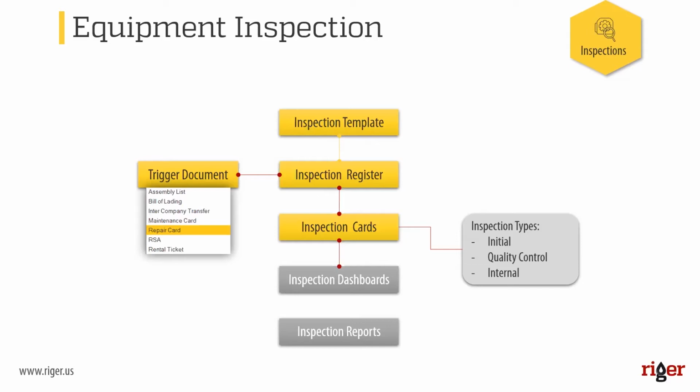Or you also may have the second level of inspections, which is the quality control. So this is the next event in the inspection process, and you may have a separate inspection template designed for this specific level. And internal inspection, when your equipment again is sitting on the yard and you just want to inspect it, maybe on a regular basis, on a monthly basis, you just run the internal inspection and process this transaction.